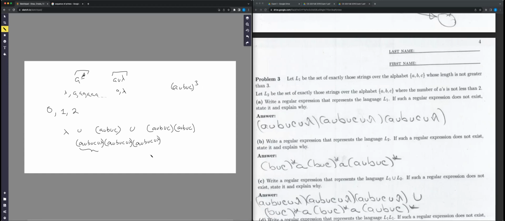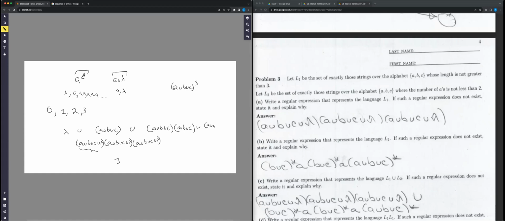So her answer here reads like this. Either pick an A, a B, or C, or nothing. Pick an A, B, or C, or nothing. Pick an A, B, or C, or nothing. If I pick an A, B, or C from all of these, then I'll get a length of 3. Wait, this said no greater than 3, whose length is not greater than 3. Oh, so that includes 3. Right, so we have to do this again.